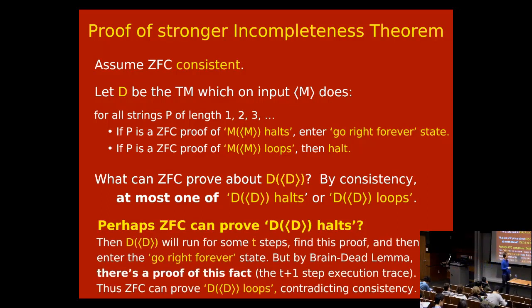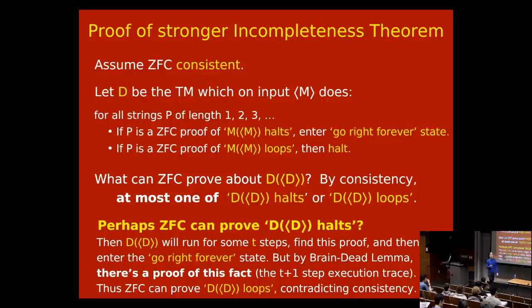Well, again, by consistency, if there's a proof that D of D halts, there's no proof of D of D loops, the negation. So when this D starts running on D, it'll never do this line, because there is no proof of D of D loops. And it will definitely eventually do this line, because we're assuming that there is a proof of D of D halts. And what happens when it hits this line? It enters into this go right forever state. And so that means, in reality, in truth, D of D eventually hits the go right forever state.